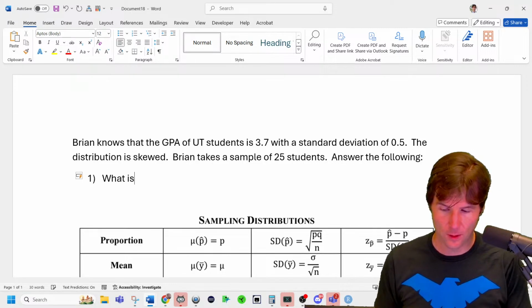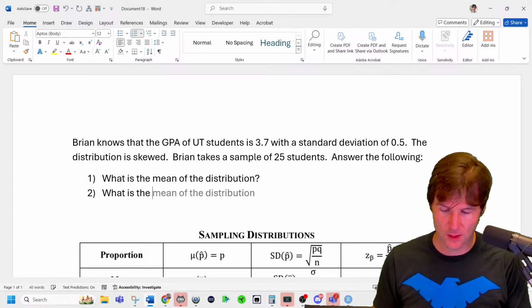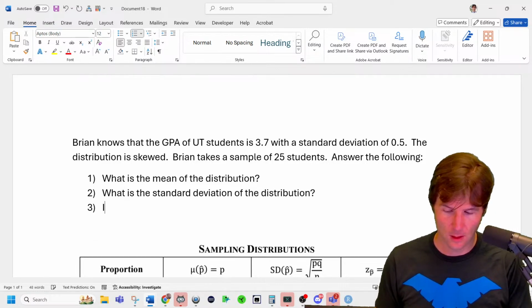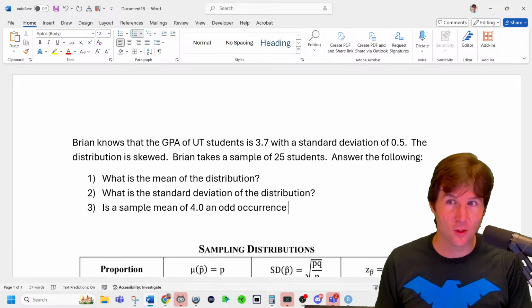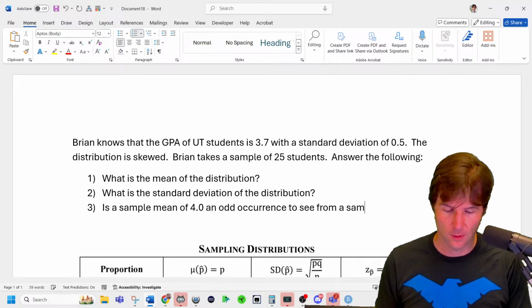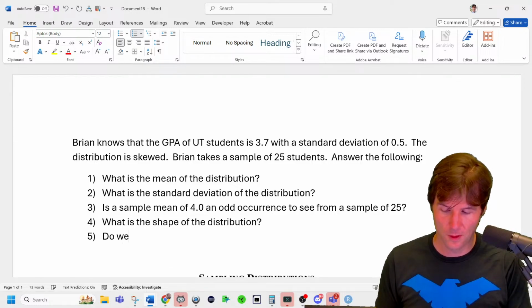1. What is the mean of the distribution? So try answering this as I do this. 2. What is the standard deviation of the distribution? Is a sample mean of 4.0 an odd occurrence to see from a sample of 25? What is the shape of the distribution? Do we meet the conditions? People are already answering in the chat.